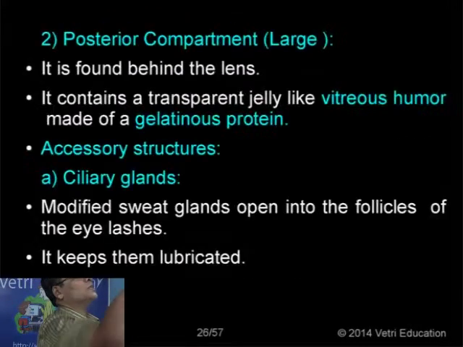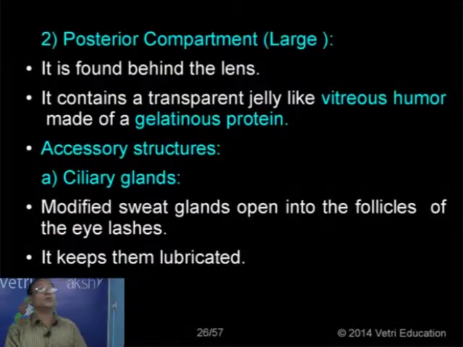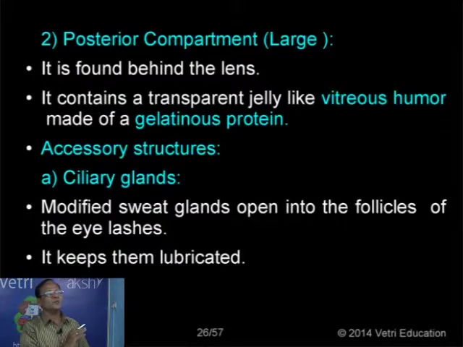Now about the posterior compartment. The posterior compartment is normally large, which lies behind the lens, between the lens and the retina. This posterior compartment contains a transparent jelly-like vitreous humor, and this vitreous humor is made up of a gelatinous protein. Though it is jelly-like, it is transparent.